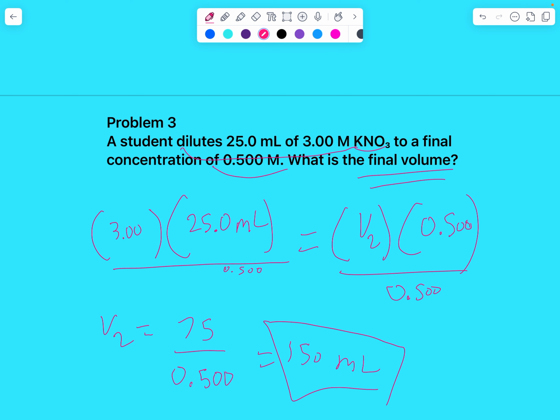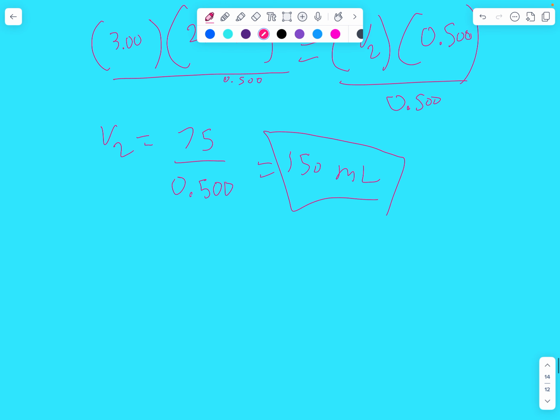Be careful not to mix up initial and final values, and make sure you don't convert to moles unnecessarily. And if water is added and concentration changes, use M₁V₁ equals M₂V₂. Dilution problems are predictable once you get the groove of things, and I think that hopefully my video did that for you guys.